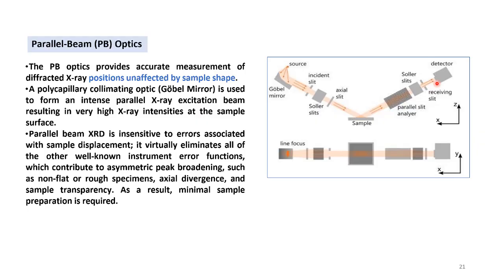So the parallel beam XRD is insensitive to errors associated with sample displacement. In this case, we do not need to move the sample, which is why we are not getting any errors. It virtually eliminates all the other well-known instrument error functions which contribute to asymmetric peak broadening, such as non-flat or rough specimens, axial divergence, and sample transparency. As a result, minimal sample preparation is required. So in this case, sample preparation is practically not required.